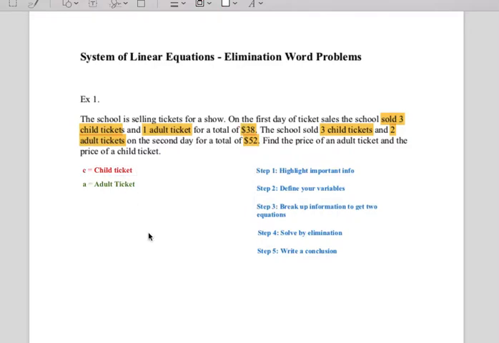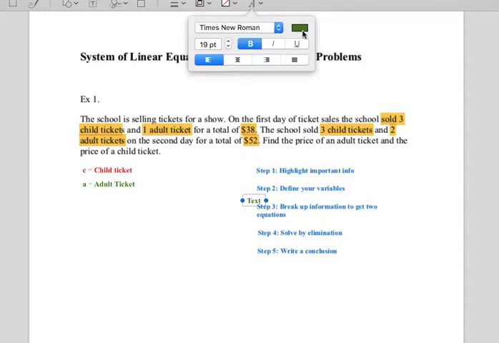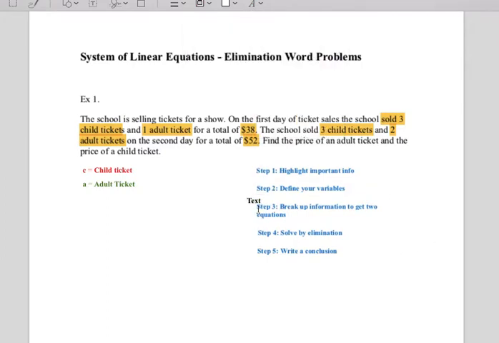Okay, so from here, we're now going to make our equations. So let's take a look at day 1. On day 1, let me just change this back to black, we sold 3 child tickets. Okay, so 3 child tickets. And we sold 1 adult ticket. And we made a total of $38. So there's our equation 1.